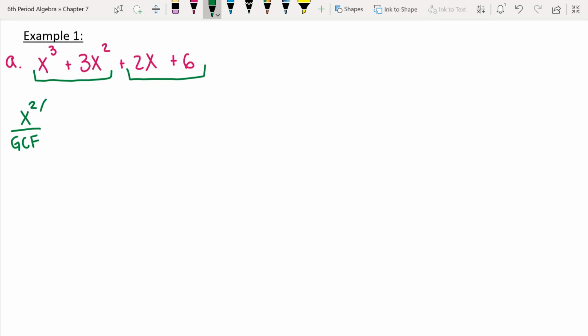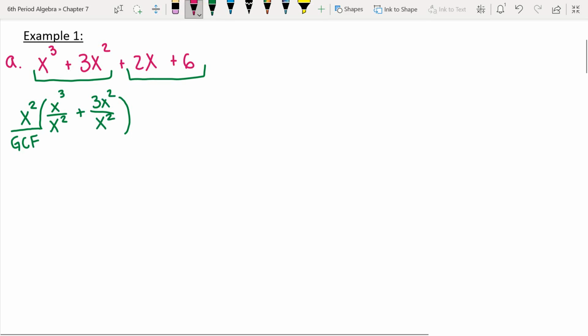So when I factor out a GCF, I'm going to show my work inside these parentheses. What happens is I'm technically dividing out x squared from each of these terms. So I have x cubed divided by x squared plus 3x squared divided by x squared. Now I can continue right now and finish simplifying, but I'm going to hold off for just a moment to work on that second pair of terms, that 2x plus 6. I'll do all of my simplifying at once.